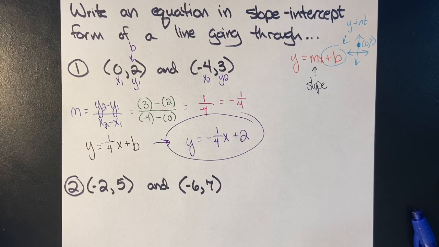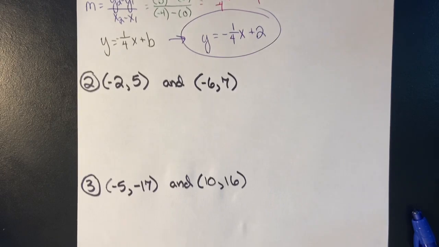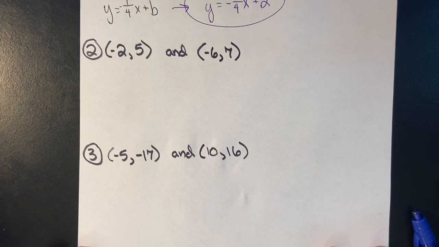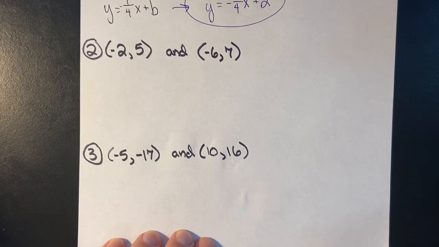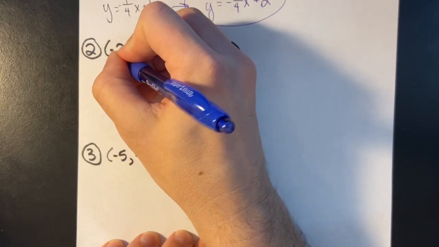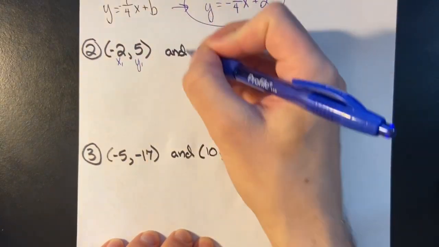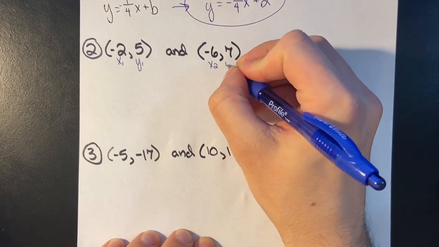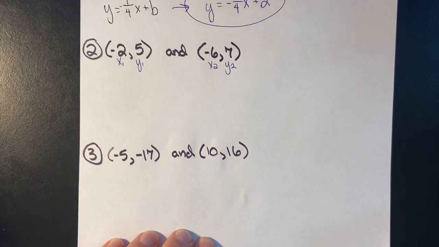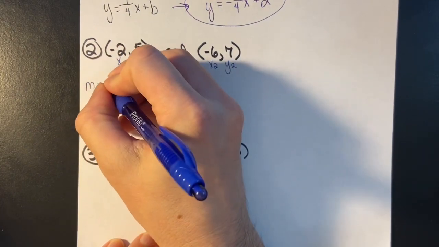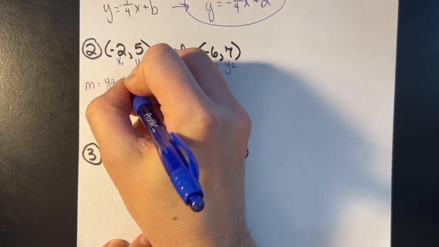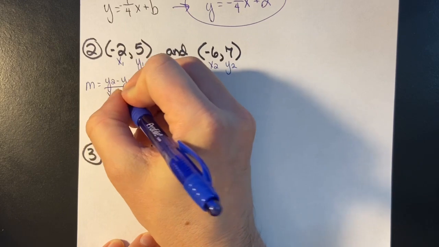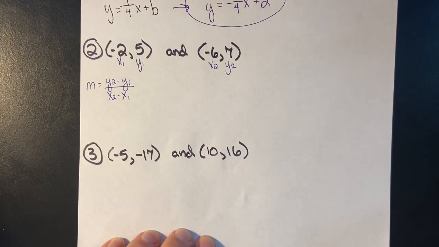Okay? So step 1 was find the slope. Step 2 was find the y-intercept. So let's do it again. Step 1, find the slope. I find the slope by doing the slope formula, x sub 1, y sub 1, and x sub 2, y sub 2. The slope formula is m equals y sub 2 minus y sub 1 over x sub 2 minus x sub 1.